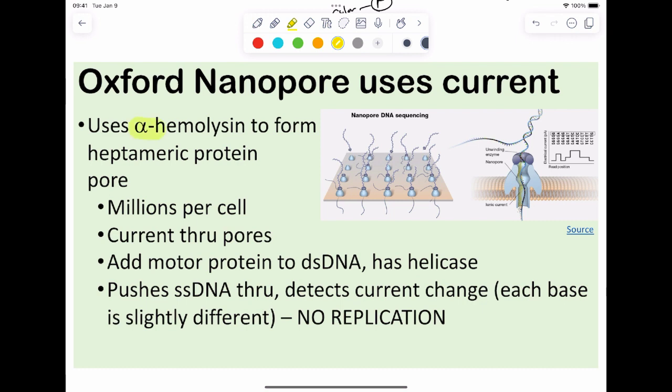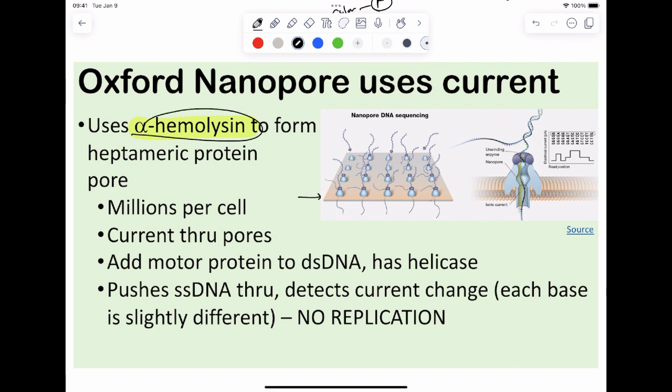Oxford Nanopore is going to use a protein called hemolysin. Hemolysin is a bacterial toxin that punches holes into cell membranes and causes your red blood cells to explode. So it's not a nice little protein to have. Except we use it to make a hole in a membrane. So what happens in Oxford Nanopore is we make artificial membranes. And again, it's just in the little machine.